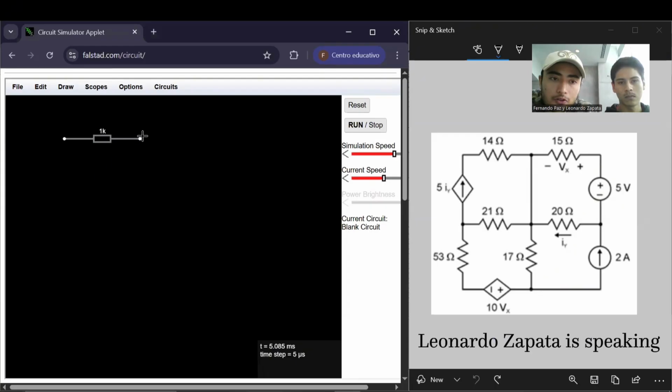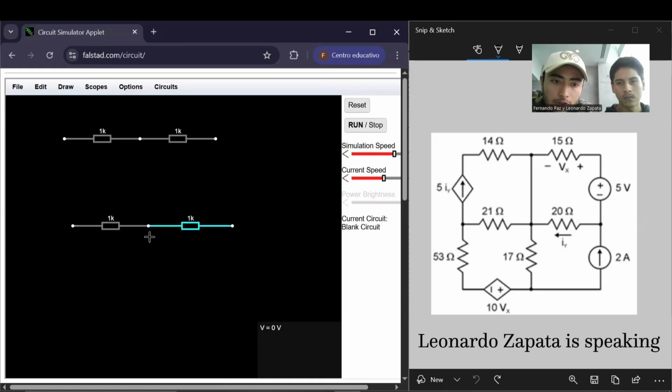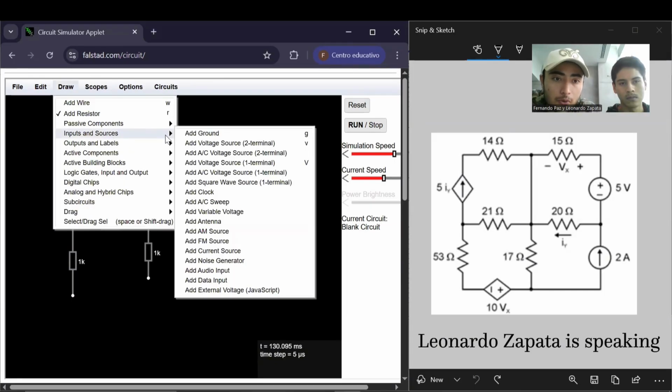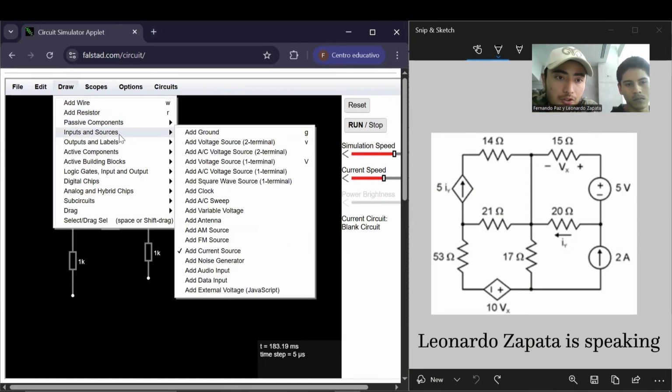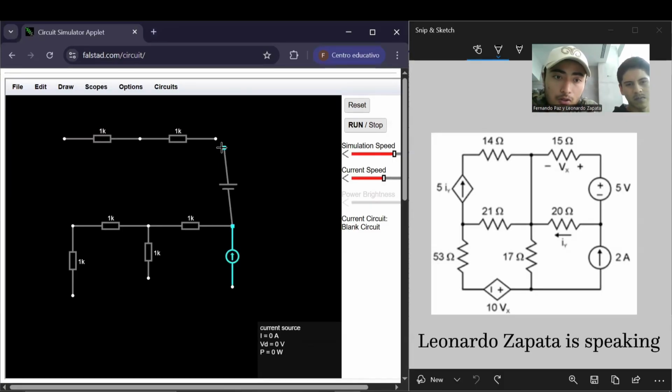I'm going to solve the first one by drawing all the resistors. Then I'm going to change all the values. But first, I'm going to draw the circuit, and here we need to put a current source, the one that is 2 amperes. So we are going to connect it here. We also need a voltage source, the one that is 5 volts.